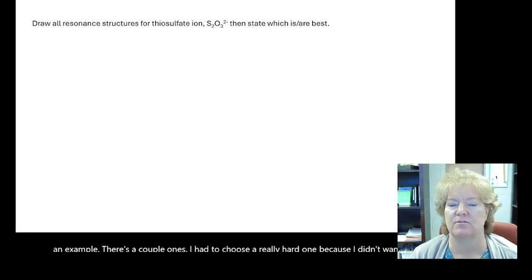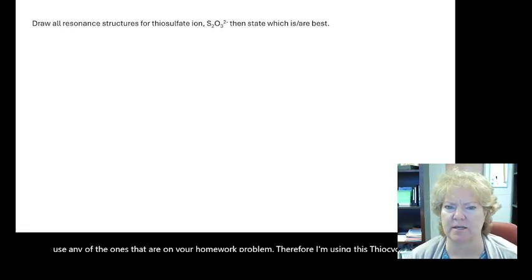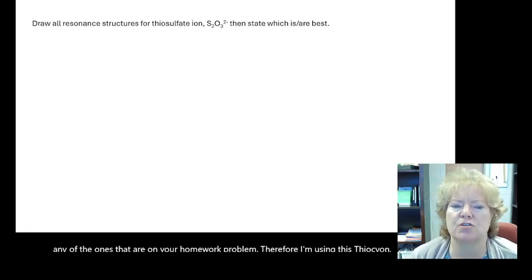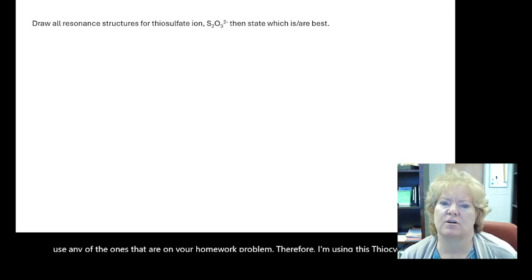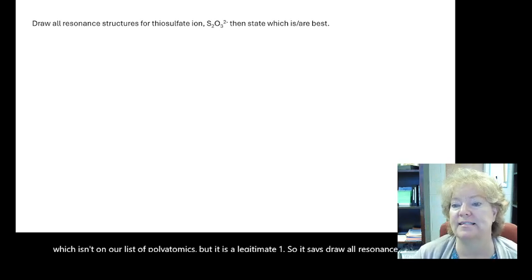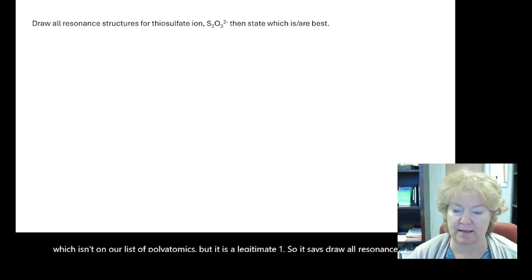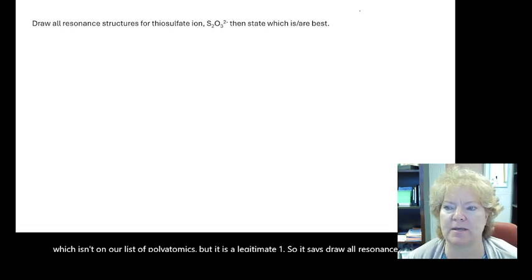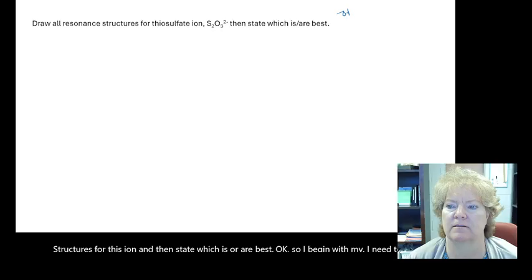Therefore, I'm using this thiosulfate ion, which isn't on our list of polyatomics, but it is a legitimate one. So it says draw all resonance structures for this ion and then state which is or are best. Okay, so I begin with I need to find out how many electrons I should have.